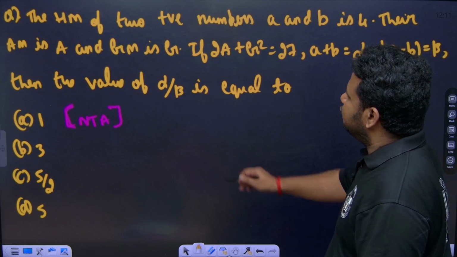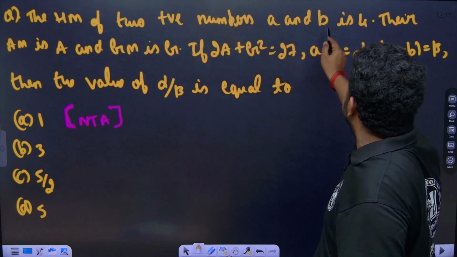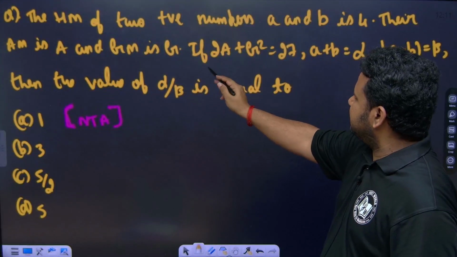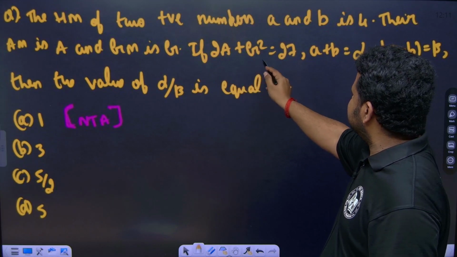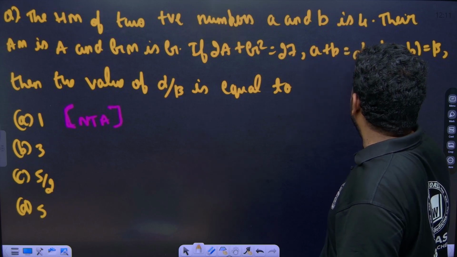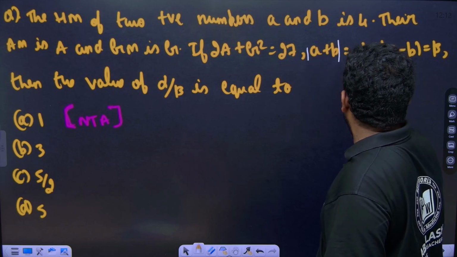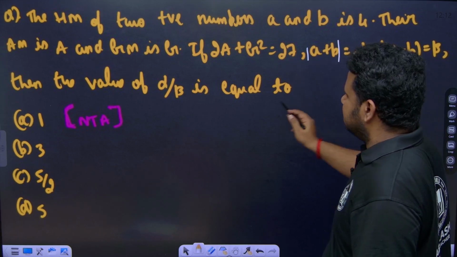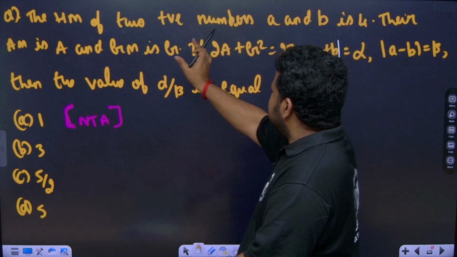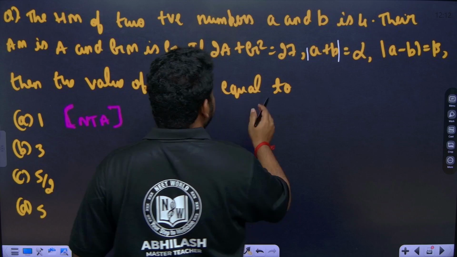Okay. The harmonic mean of two positive numbers A and B is 4. Their arithmetic mean is A and geometric mean is G. If 2A plus G square is equal to 27, mod A plus B is equal to alpha, and mod A minus B is equal to beta, then what is the value of alpha by beta? That is what they are asking. First they have given the harmonic mean of two positive numbers.